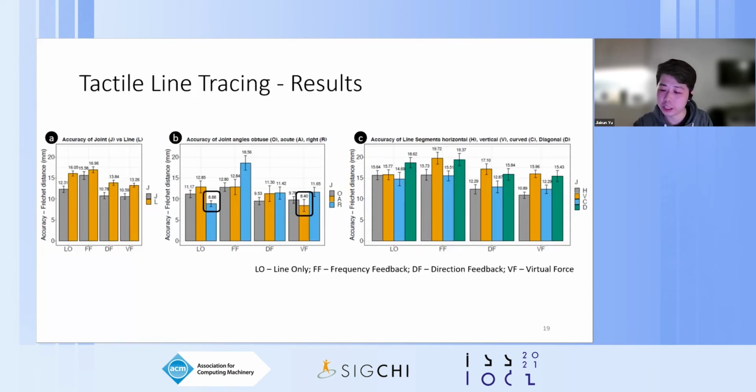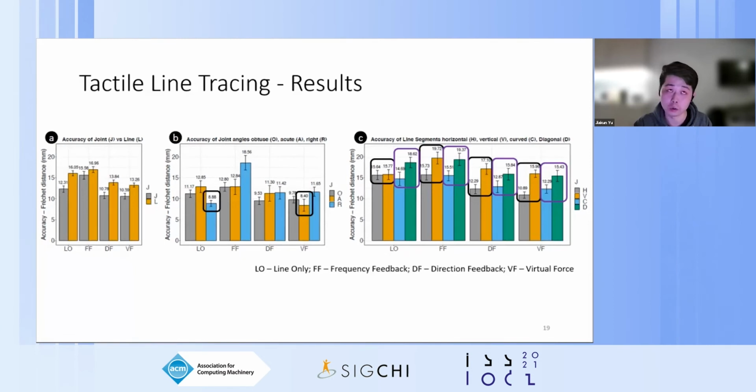Similarly, figure C shows different line types also perform differently. Notably, horizontal and curved lines were much easier to navigate than vertical and diagonal lines. These indicate that different types of line segments need to be included in a line tracing study to acquire versatile results. Which means segmented line design is much more important.